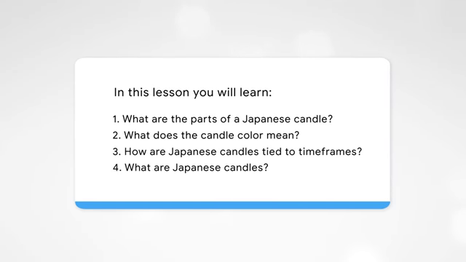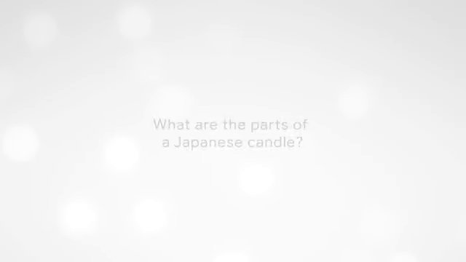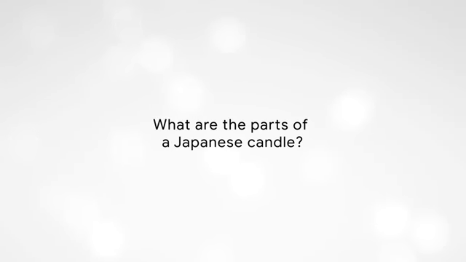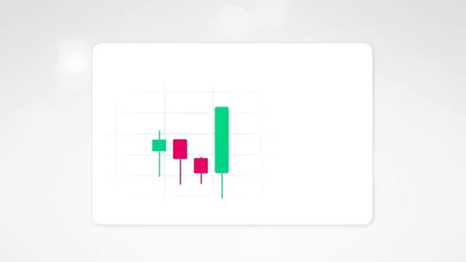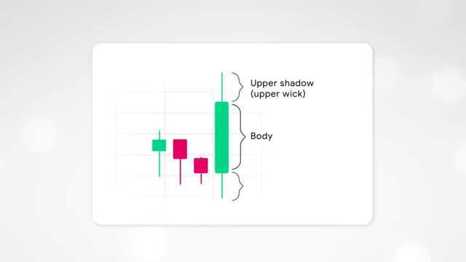What are Japanese candles? What are the parts of a Japanese candle? Japanese candles are a graph showing the price movement in a certain amount of time. The rectangle in the middle of the candle is the body. A thin line above the body is the upper shadow or upper wick. The line under the body is the lower shadow or lower wick.